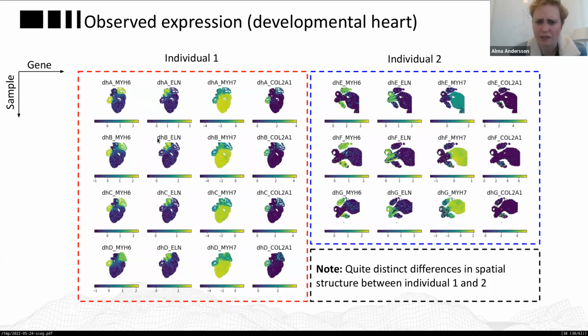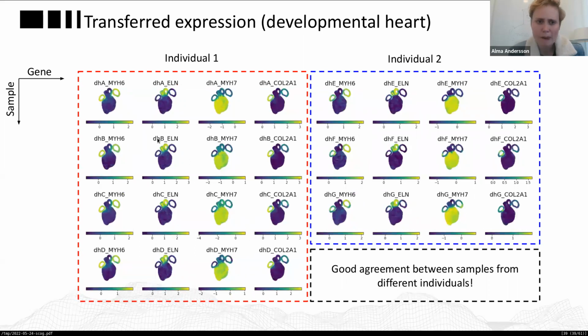And initially, when I was looking at this data set, I was a bit concerned as to whether it would actually work, because if you look at individual 1 and individual 2, you see some quite distinct differences in the spatial structure between them. But Eggplant is a very easy method to apply to these data sets, so I did it just to see what happened. And actually, the results were quite encouraging. We could see some good agreement between samples from the different individuals, so that was really positive.